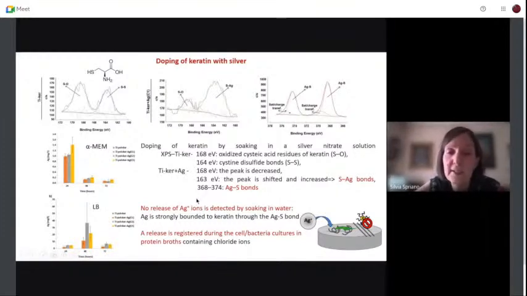And what is very interesting is that if you put this surface with keratin and silver in water, you get no release of silver ions in water. This means that you have a strong chemical bonding of silver. If you put this surface soaking in broth for cell or bacterial culture, you have the release of silver at 1 day with the medium for cells, and the maximum is at 2 days if you use the bacterial broth. But the silver is not free. It is strongly bound to the proteins inside the medium, or it is within salts, because you also have chloride ions, and silver chloride is very stable.